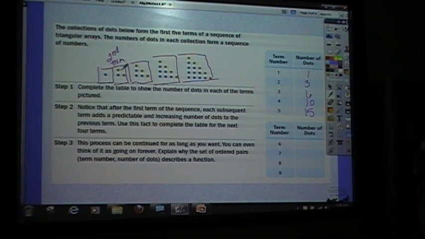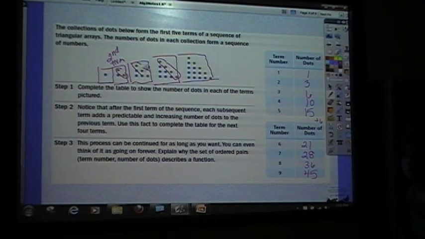I see a pattern here. I have 2 that's added into this one, then I'm going to add 3, then I'm adding 4, then I'm adding 5. So to this, I should just add 6, which would be 21. Then I will add 7, 28, 36, and 45. If you needed to draw the picture, you could.